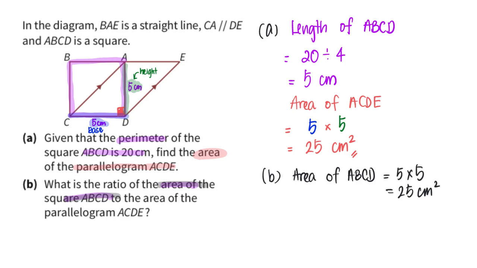And therefore the required ratio is equal to 25 cm square is to 25 cm square for the parallelogram. Final answer, 1 is to 1.